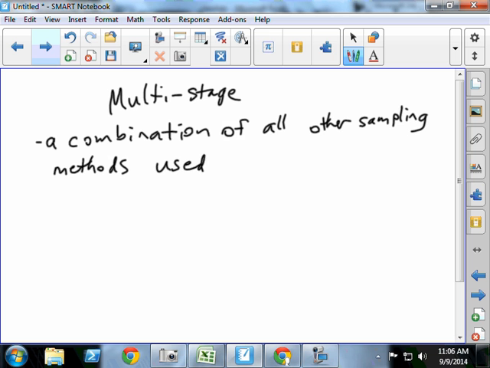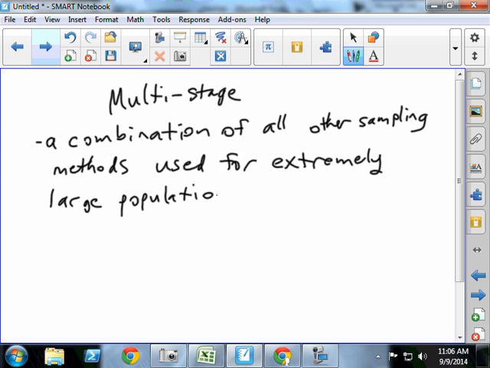Used for extremely large populations, such as everyone in the United States. And I'm just going to leave it at that, because we still have to talk about the other two methods, and the other two methods are kind of confusing.